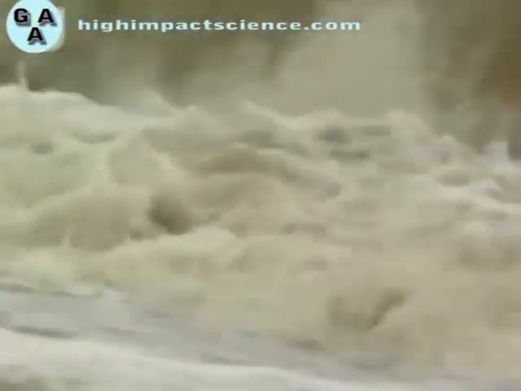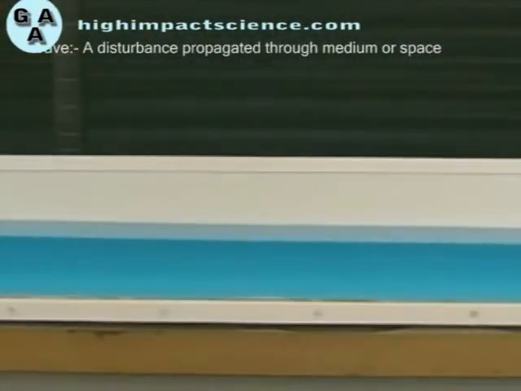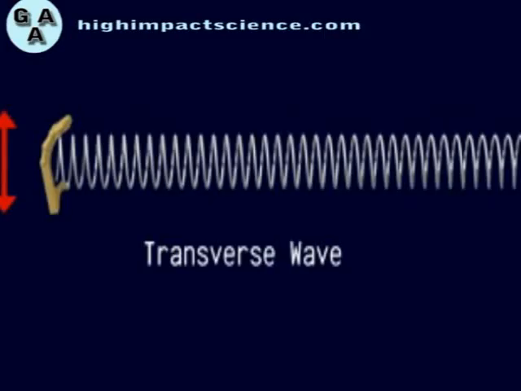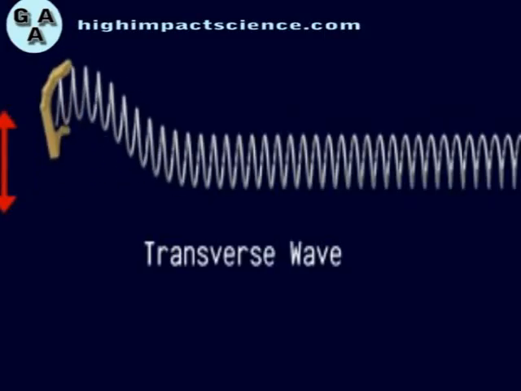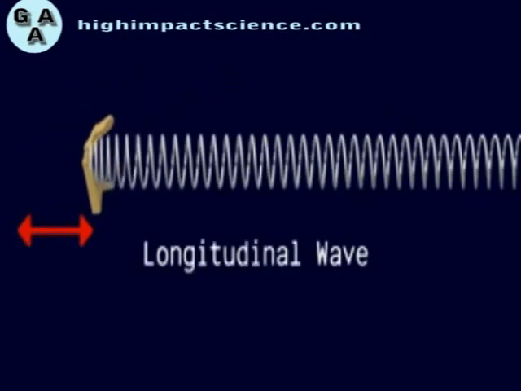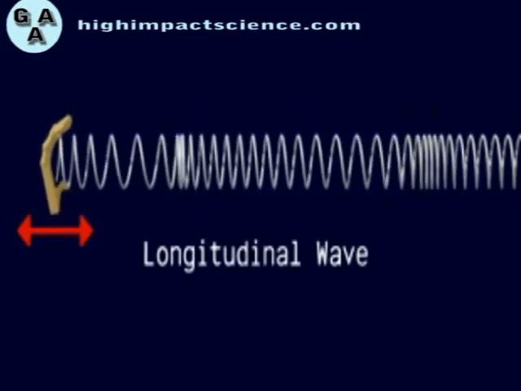In Form 1, we defined wave as a disturbance propagated through medium or space. Waves can be transverse or longitudinal, depending on the displacement of particles with respect to the direction of propagation.